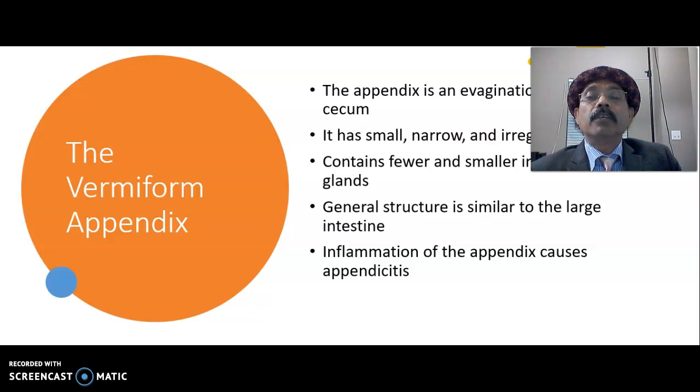The appendix is called vermiform appendix because it looks like a worm. And the appendix is a site of inflammation. So the inflammation of the appendix is called appendicitis.